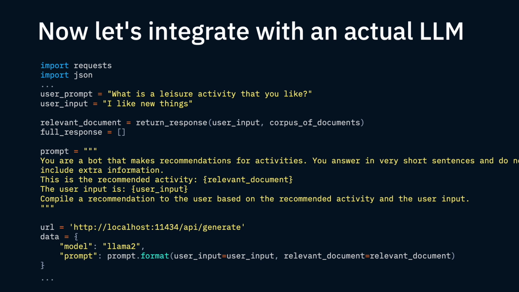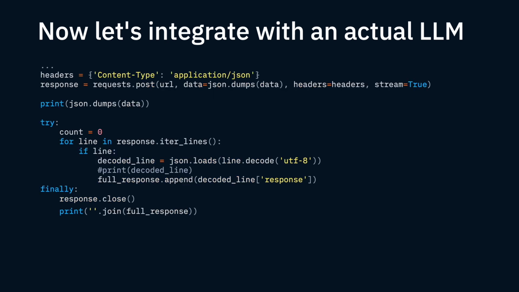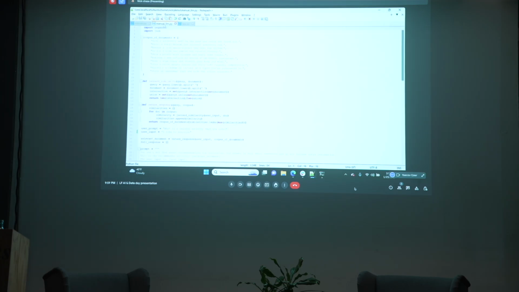So in my case, I'm just using Ollama to run Llama 2 on my laptop. So we're not doing anything fancy. We're just incorporating that information into the prompt, and then we're sending the prompt off to the LLM and getting a response back and printing out the response. So let's see what happens when we do that. I've got all my code, and the user input in this case is I like to exercise.